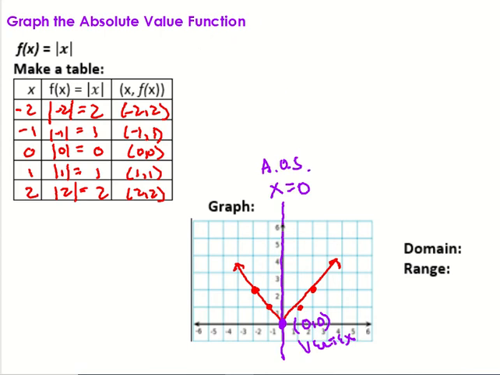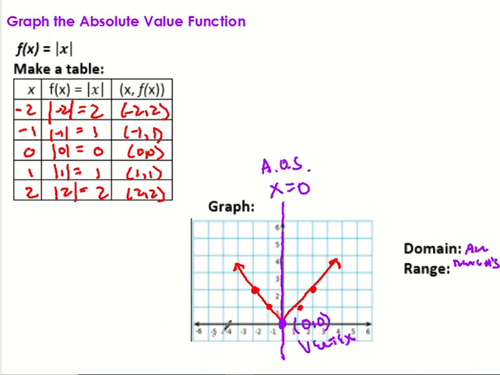Now, with absolute value functions, we're also going to have domain and range. If we recall when we learned about domain and range before, domain is all of the x values that are possible for the function, and range is all of the y values. Well, for the absolute value of x, I can use any x value. There's no restriction on that. This goes on forever this way, and this goes on forever this way. So my domain is just all real numbers.